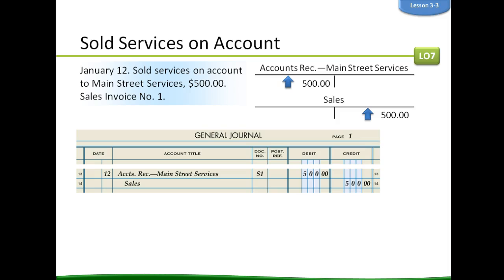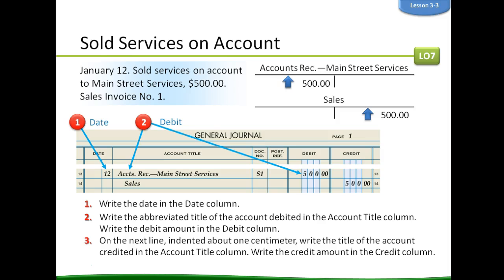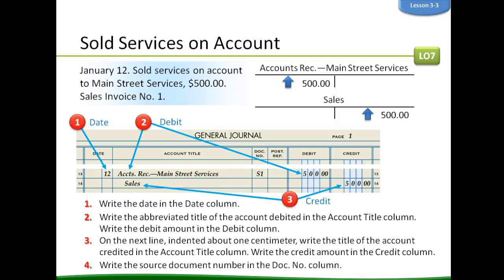When I look at this in my general journal, you can see again, I'm going to indicate the date that it happened, which is the 12th. I'm going to indicate it's accounts receivable for Main Street Services. Again, sales is the credit. And I'm going to go ahead and write that source document number in the document line. So S1 for the document number.